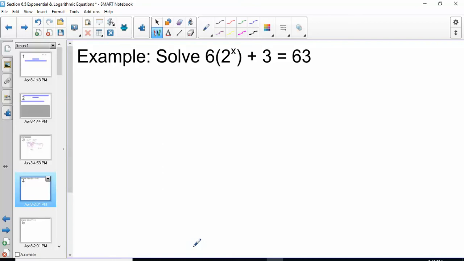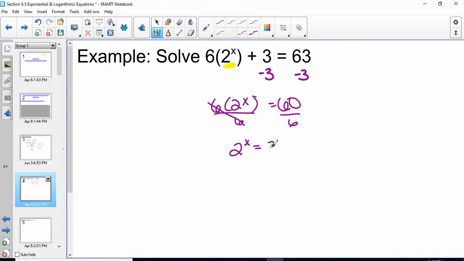Now, just like we talked about with the common base, you had to have just one thing on each side. If you're going to add a log, you really just want one term on each side of the equation. So when I'm looking at this, I see my 2 to the x, that's where I have the exponent. I need to isolate that. So I'm going to first subtract my 3 over. Divide by 6. So we have 2 to the x equals 30.